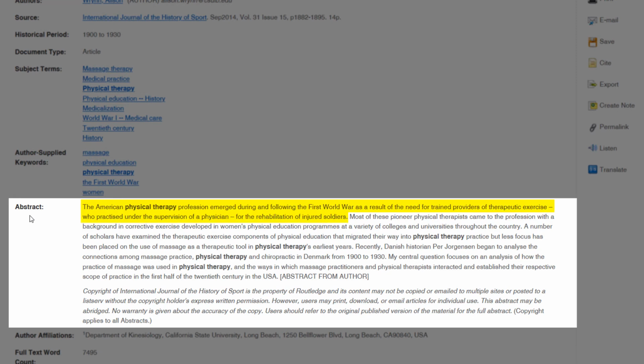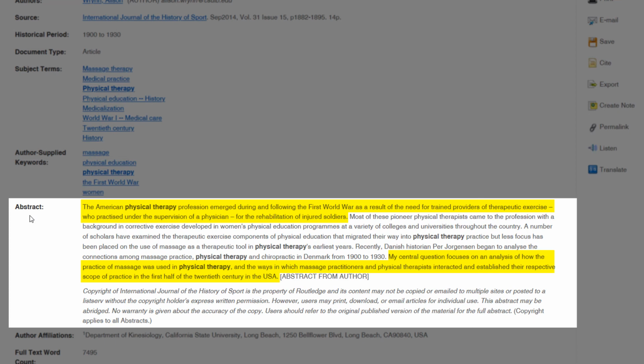The American physical therapy profession emerged during and following the First World War as a result of the need for trained providers of therapeutic exercise for the rehabilitation of injured soldiers. My central question focuses on an analysis of how the practice of massage was used in physical therapy and the ways in which massage practitioners and physical therapists interacted and established their respective scope of practice in the first half of the 20th century in the USA.